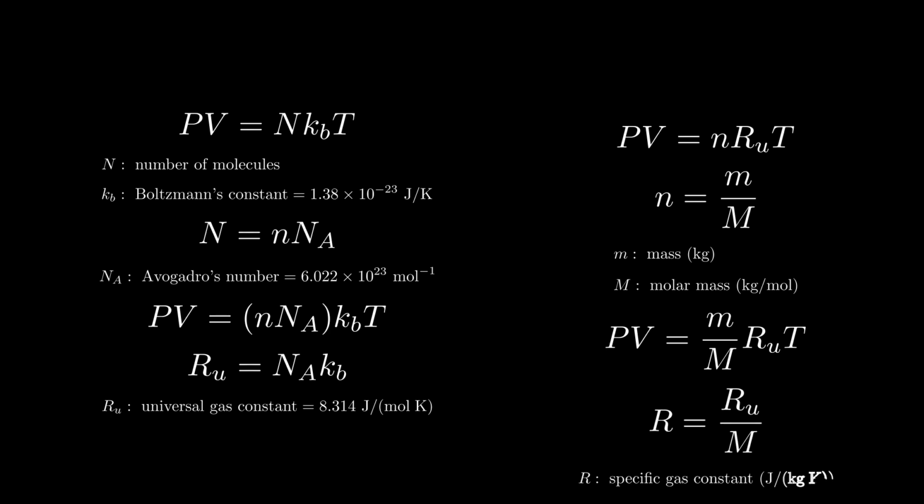Substituting mass over molar mass into the ideal gas law, we get pressure times volume equals lowercase m divided by capital M times R sub U times temperature. We define R, the specific gas constant, as R sub U divided by M. This constant is different for each gas and allows us to write the equation in a mass-based form. Pressure times volume equals mass times R times temperature.